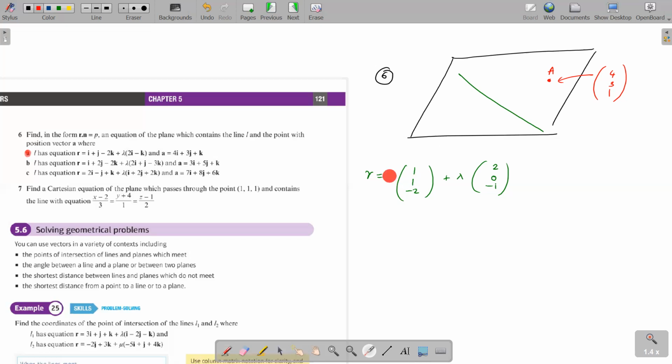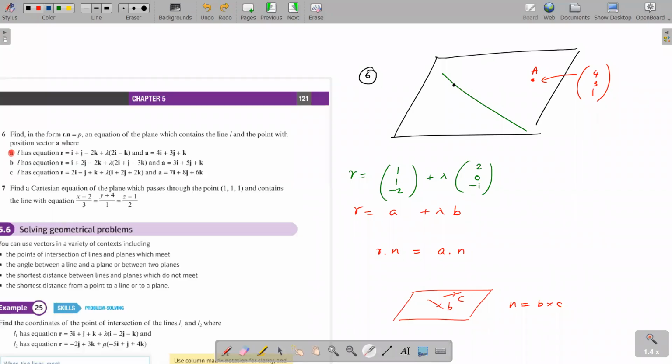So your task here is to create two direction vectors. Now they have given you a line and a single coordinate. How do you get two direction vectors? Think about it, because the cross product of the two direction vectors will give you n. The question is, how do you find those two direction vectors by using this given information?